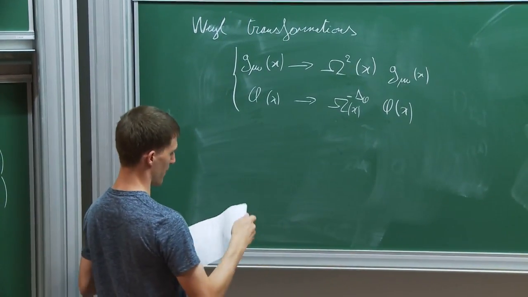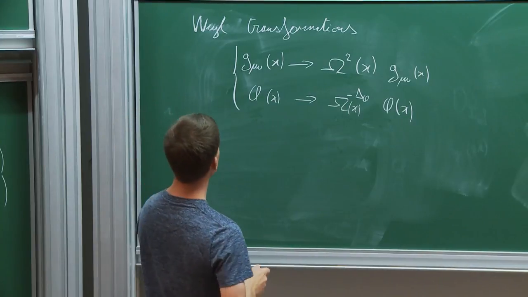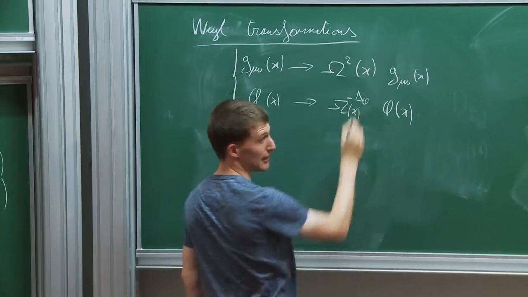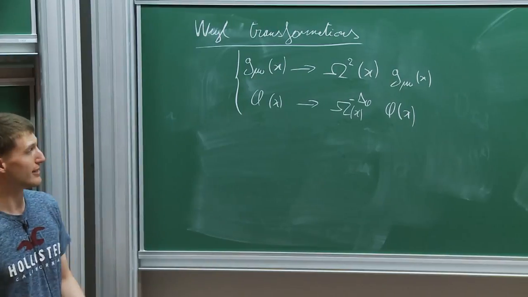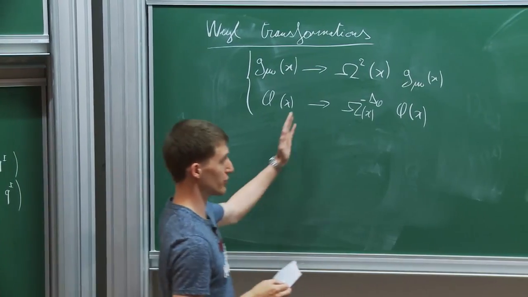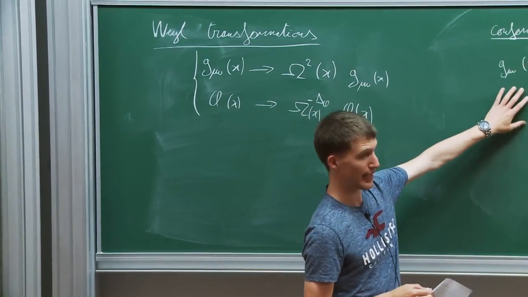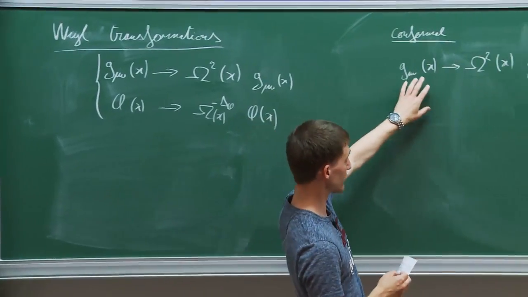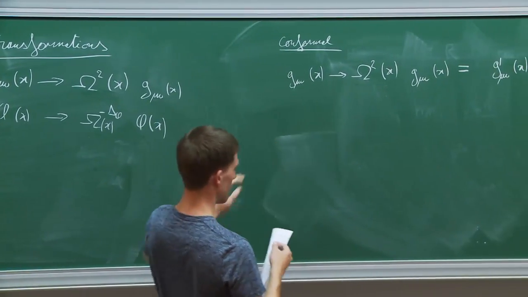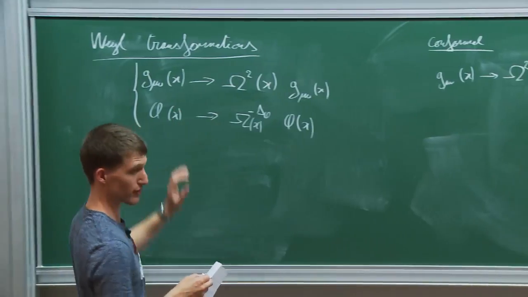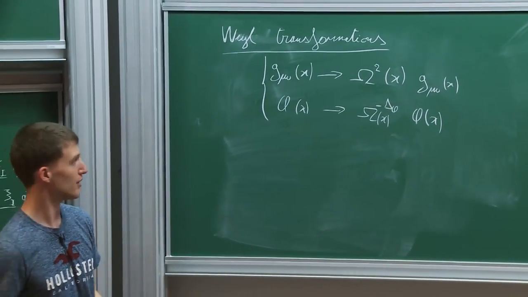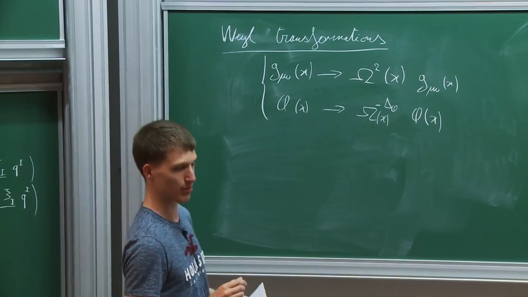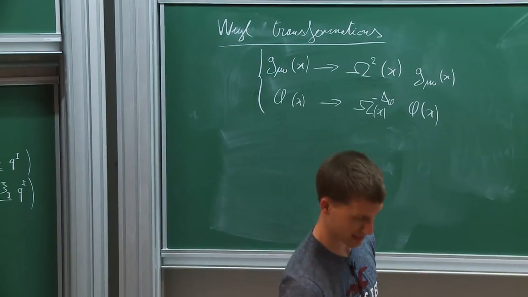So in particular, you can immediately see that if you have Weyl invariance in any arbitrary background metric, then of course you will have conformal invariance. And in fact, the opposite is also true. If you have conformal invariance in flat space for a unitary theory, you can prove Weyl invariance. But it's a complicated proof. If you want to read it, it's in a paper by Luty and friends.